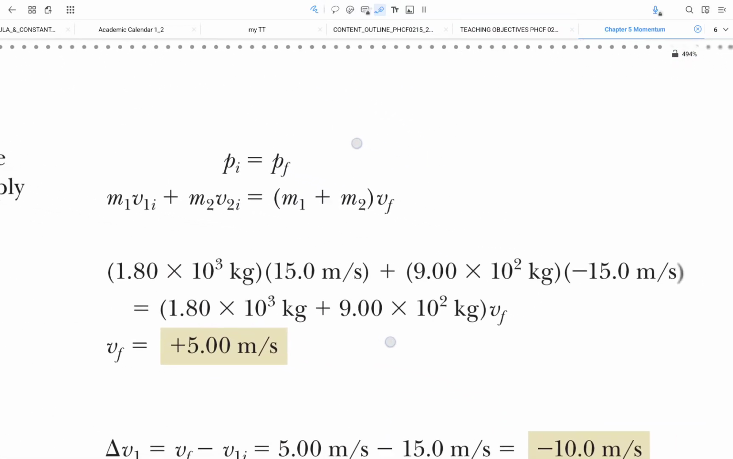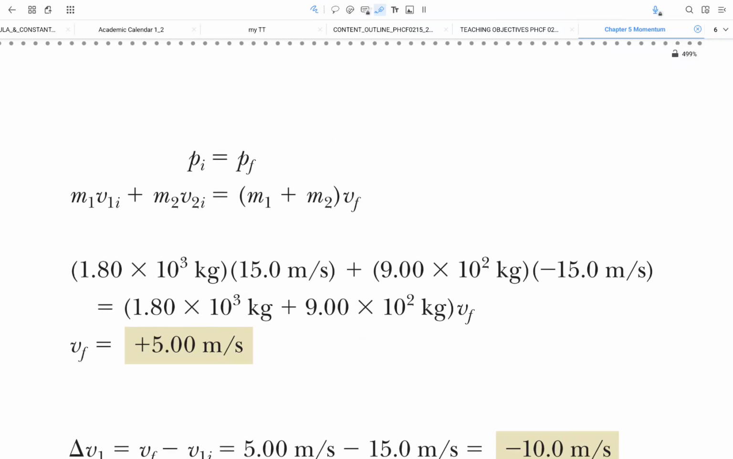The way we put conservation of momentum is very simple. They want the V final after being entangled. So just put in 1800 and 900 as the masses individually, as well as the initial momentum individually for the truck and for the car, and just calculate. You arrive at a value of 5 meter per second.